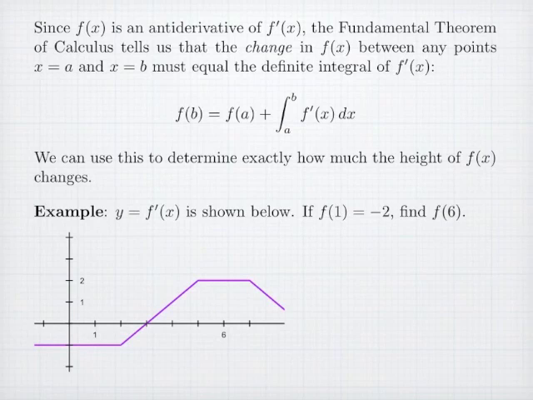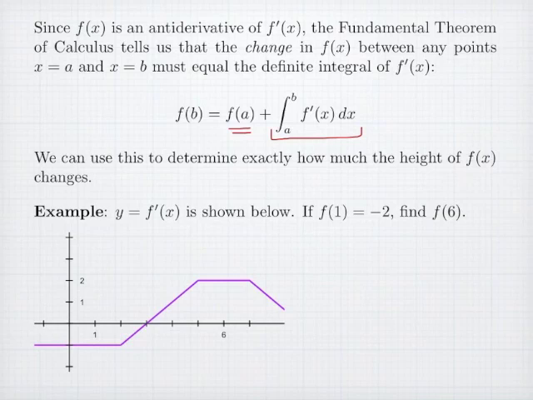Since the function we're looking for is actually an antiderivative of the graph we see, f prime, the fundamental theorem of calculus tells us that the change in our antiderivative f of x between any points a and b must equal the definite integral of f prime. And so if I can calculate the definite integral, f of b will equal f of a plus that definite integral. And this will allow us to calculate actual heights, as long as I can do the definite integrals.